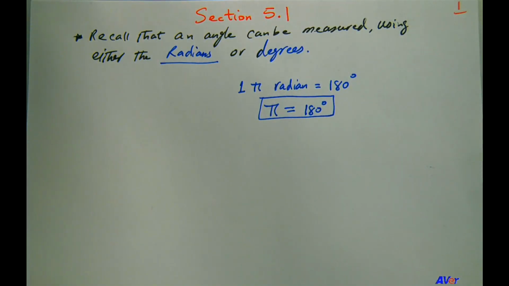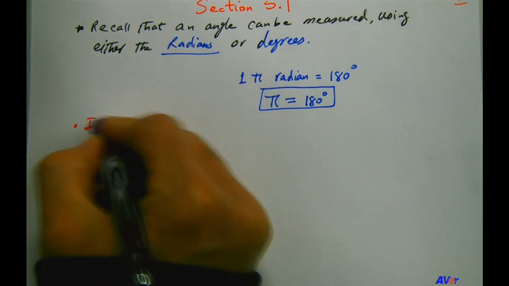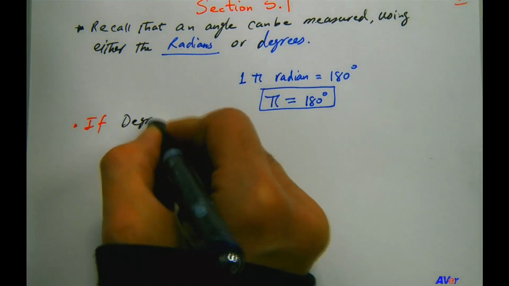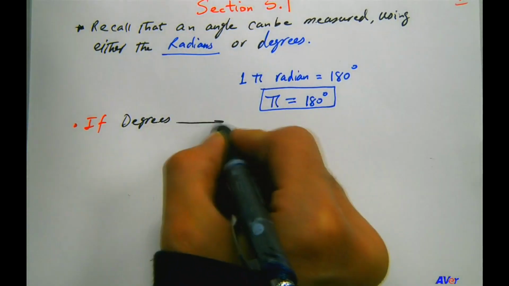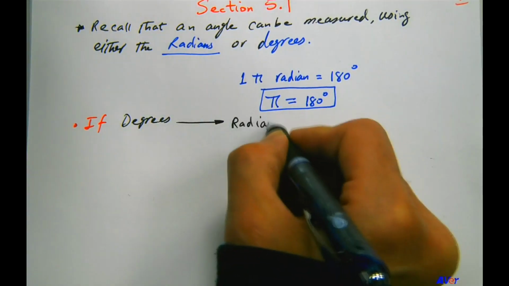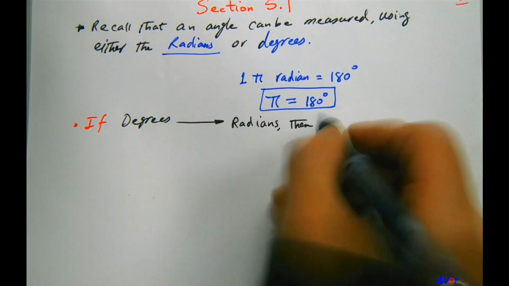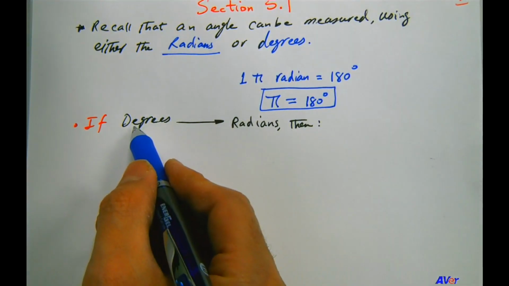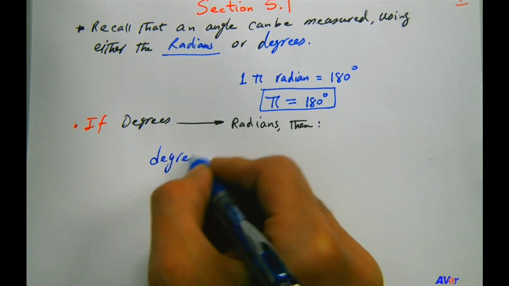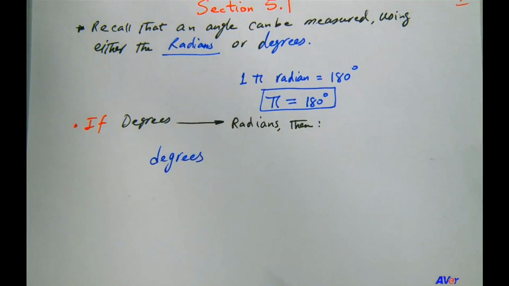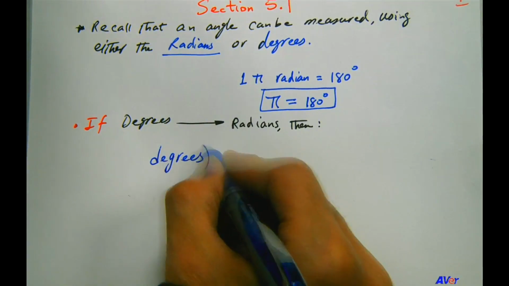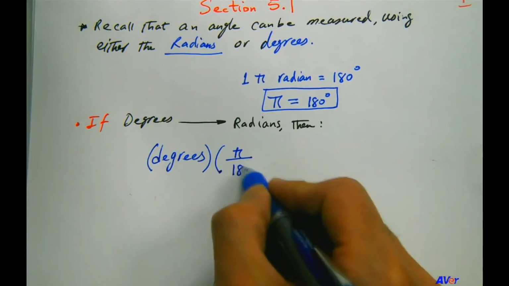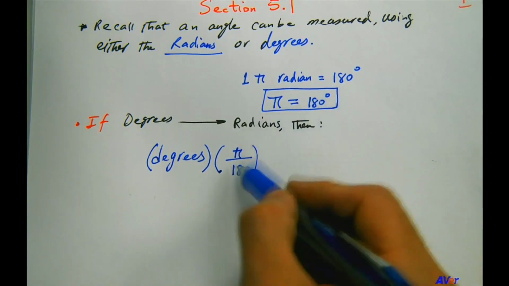So if our desire is to convert from degrees to radians, then what we'll have to do is take the measure of the angle that we are given in degrees, say 50 degrees or 80 degrees or something like that, and multiply that by this ratio of pi over 180, right? This ratio comes from that.